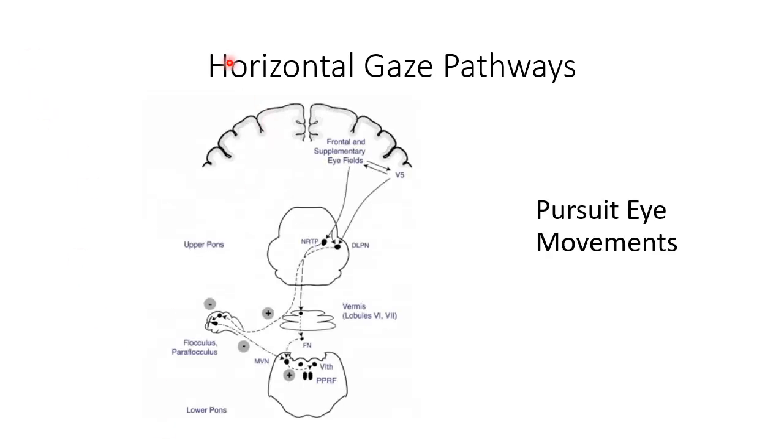So this is a schematic of pursuit eye movements. I think the details are a little bit redundant, but it suffices to say that a lesion on the right frontal eye fields or supplementary eye fields, even V5, may actually lead to an ipsilateral gaze problem and not a contralateral gaze problem. And that's for pursuit eye movements.